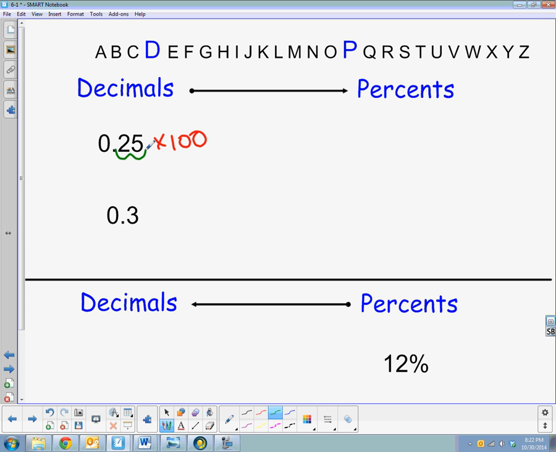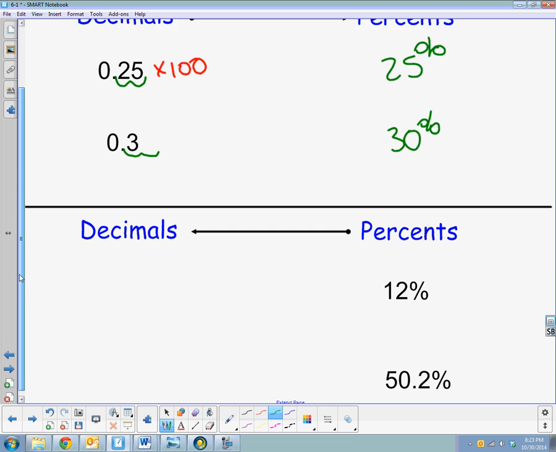But so 0.25 times 100, we're going to move that decimal 2 to the right. We're going to get 25%. So that times 100 is what's really going on, but what you need to remember is that if we're moving a decimal to a percent, move it to the right. Becomes 30%. Now there's a reason the alphabet's up there, we'll get to that in a minute.